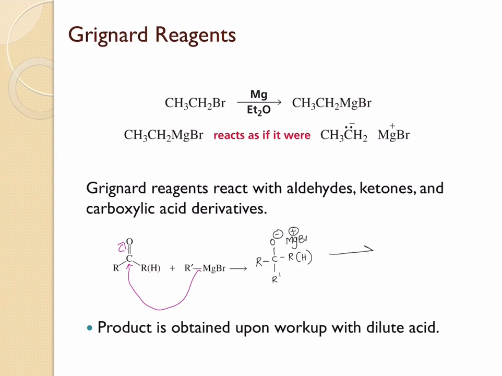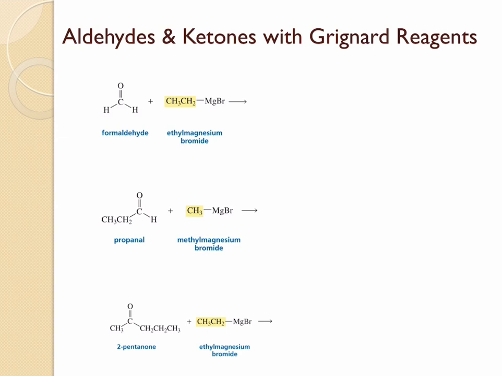Now when you add a dilute acid, this complex will be broken up. So this O minus will get coordinated with the hydrogen from the acid. This will result in the alcohol. Now, depending on the substitution across these two carbons, you can get different types of alcohols. For example, when you react with formaldehyde, it's going to result in a primary alcohol.